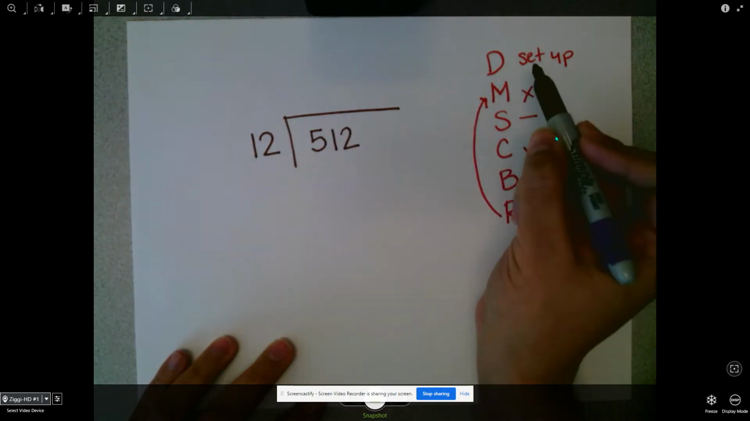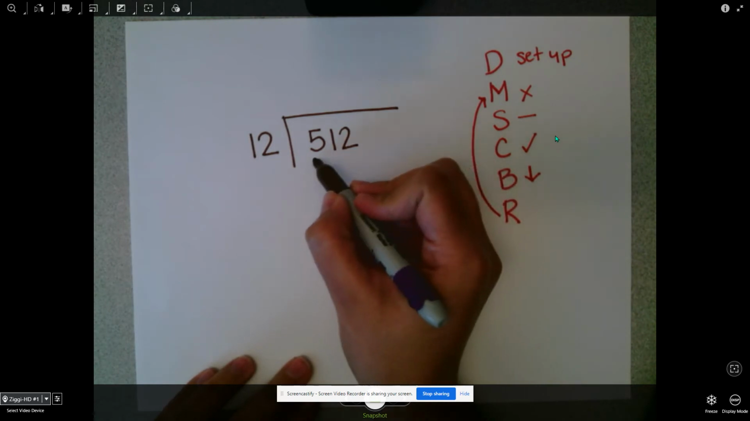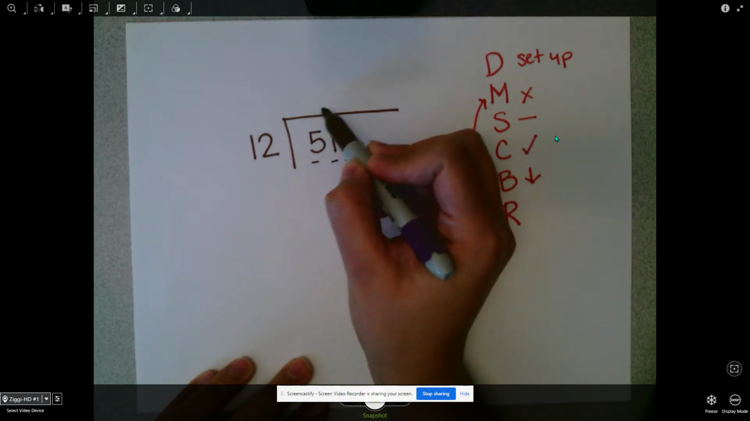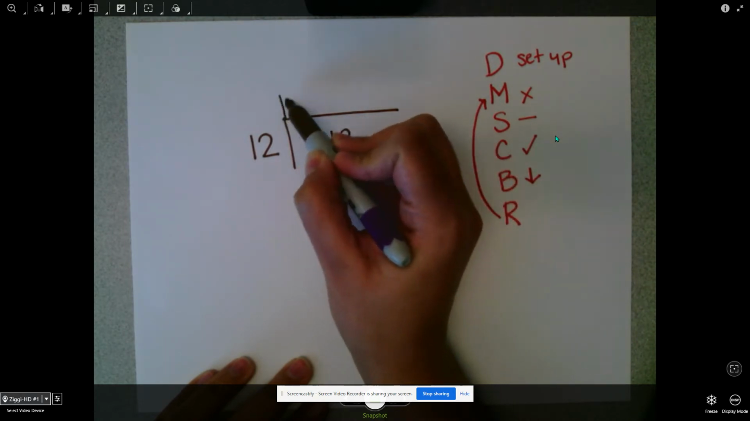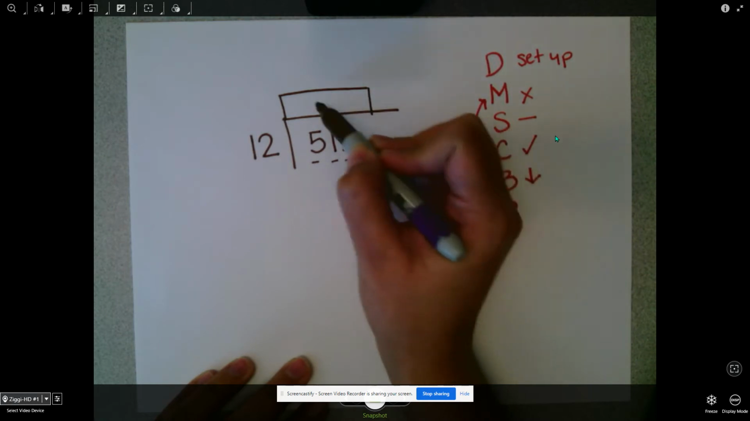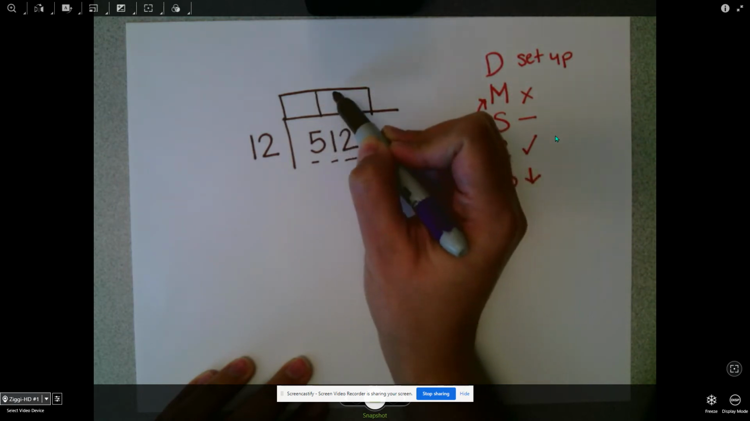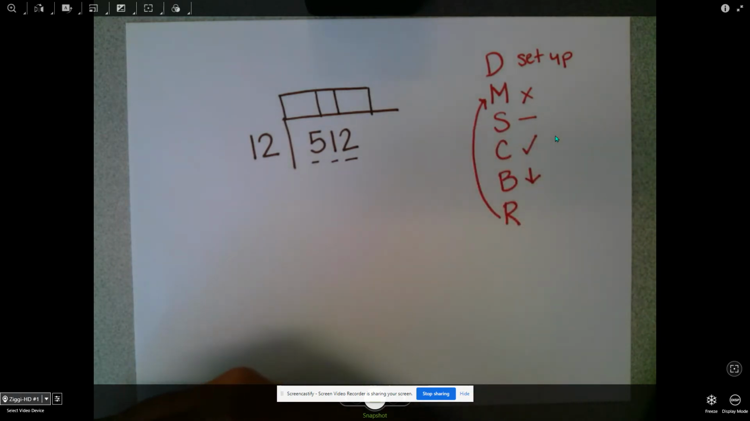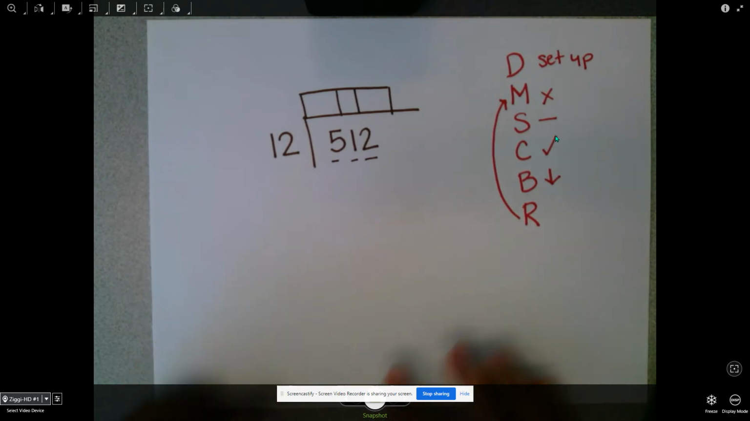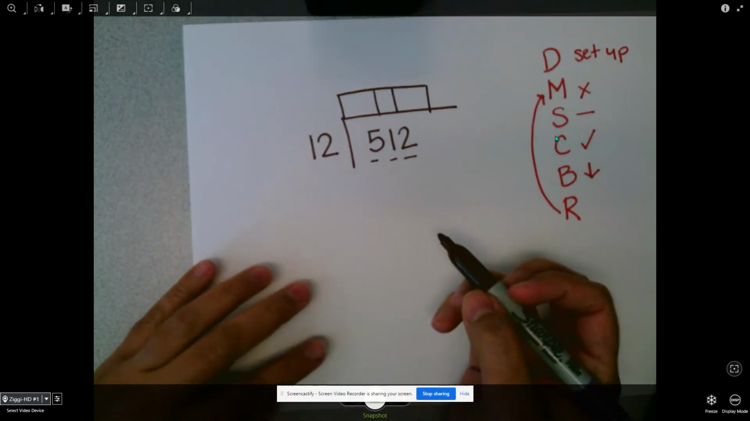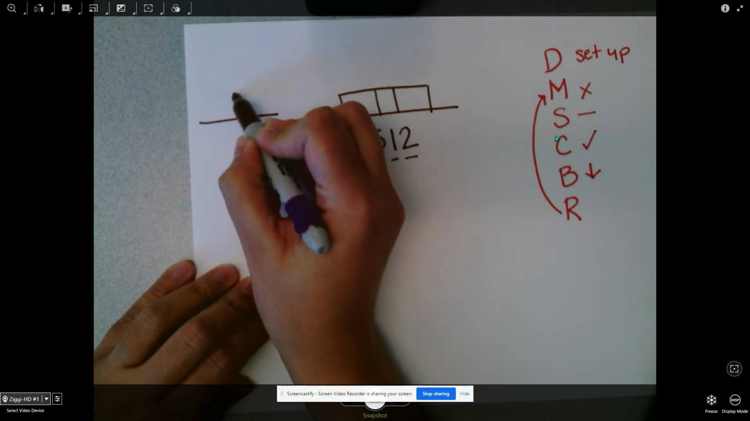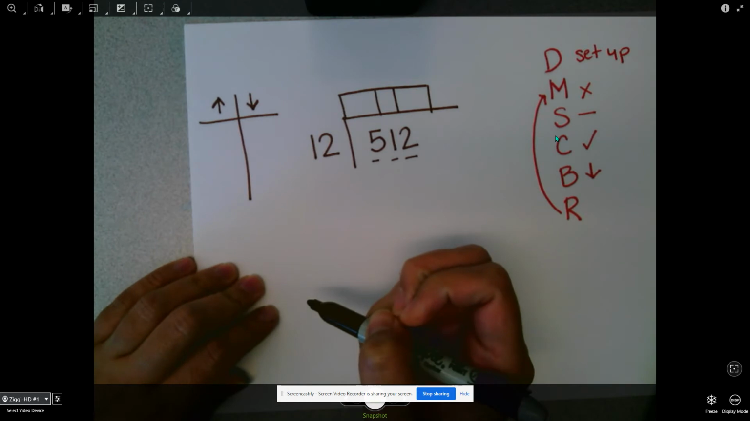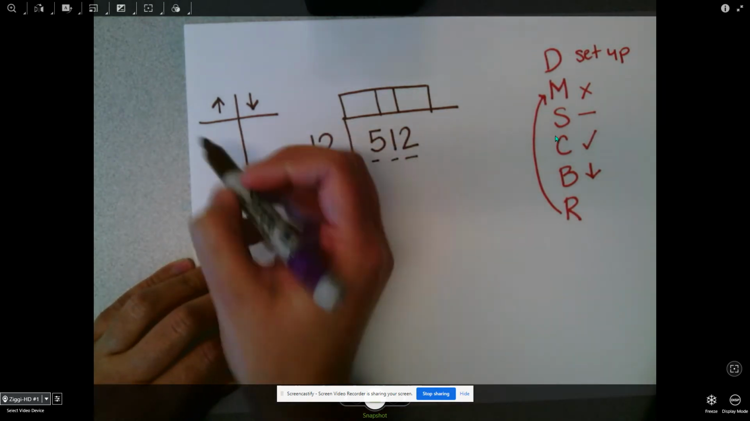And to do my setup, however many digits I have in the dividend, that's how many boxes I want to put on top in the quotient. So I'm going to draw my boxes up here, and I have 3 digits, so I want to draw 3 boxes. And then I also need something called my tops and bottoms table. So on the side here, I'm going to draw a table, a T-chart, with tops and bottoms. Okay, and then I'm going to do 12.